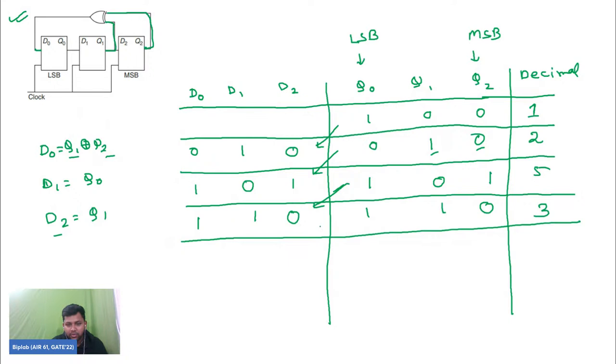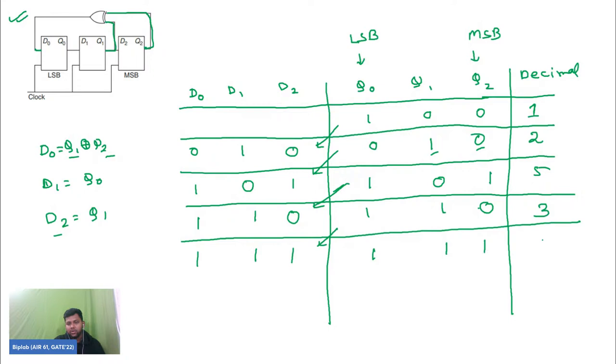Okay, so what will be the next input? D0 is equal to Q1 XOR Q0, which is again 1. D1 will be Q0, that is 1. D2 will be Q1, which remains 1. So the output will be 111. So the decimal value will be 7.